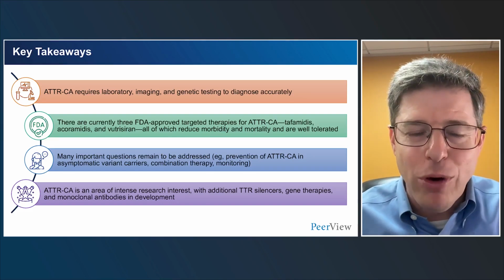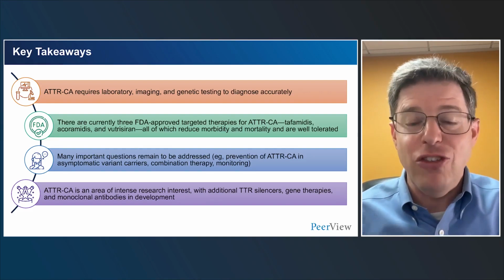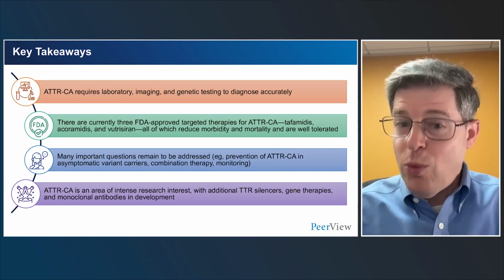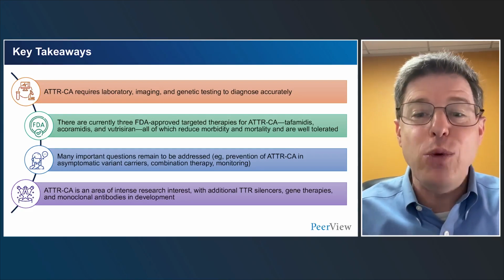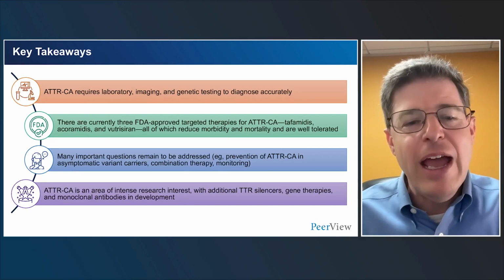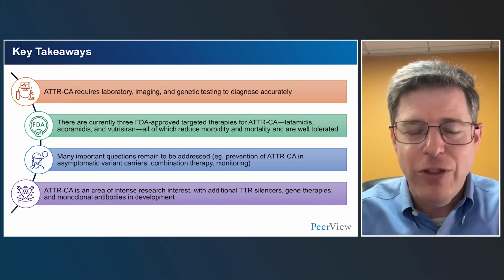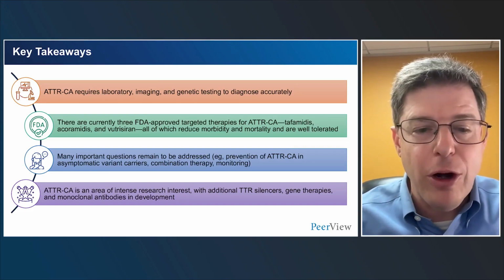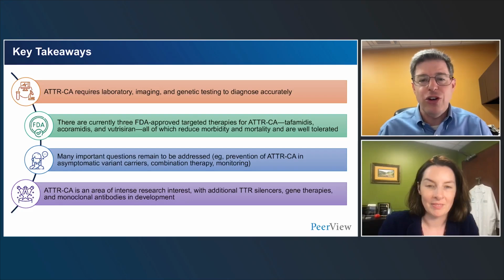There are more important questions that remain to be addressed. Some of the ones that are hot topics is, can we prevent ATTR cardiac amyloidosis in people at high risk who are carriers of variants? What about this question of combination therapy? We don't know the answer. Lots of interest there. And as we discussed, how should patients be monitored, or even should patients be monitored for quote unquote disease progression? And finally, I would say that this is an area of intense research interest. You saw some of the trials that are ongoing. That's not even a complete list, with additional TTR silencers, the gene therapy, and the monoclonal antibodies that are in development. So, with that, that concludes our discussion for today.